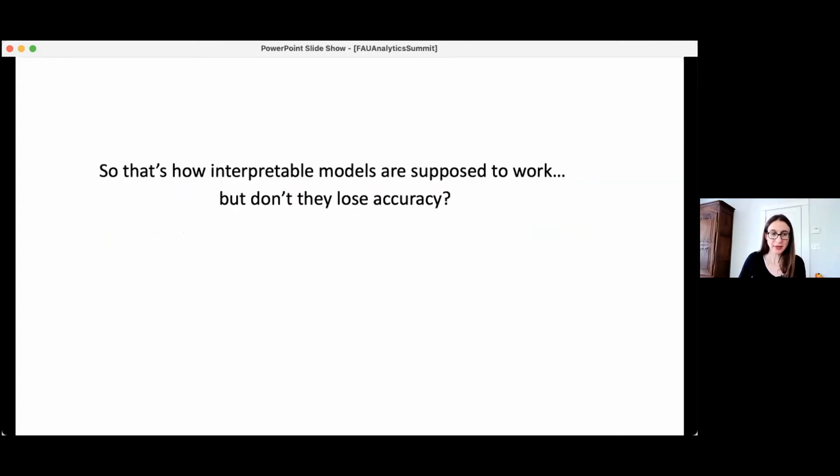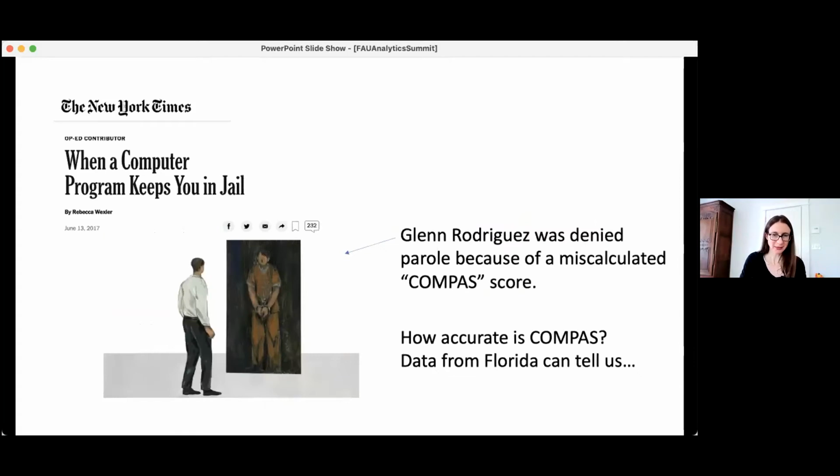Okay, so that's how interpretable models are supposed to work, but don't they lose accuracy over black boxes because they're constrained to be interpretable? You'd think they would be less accurate, but it's not true. And I'll give you an example.